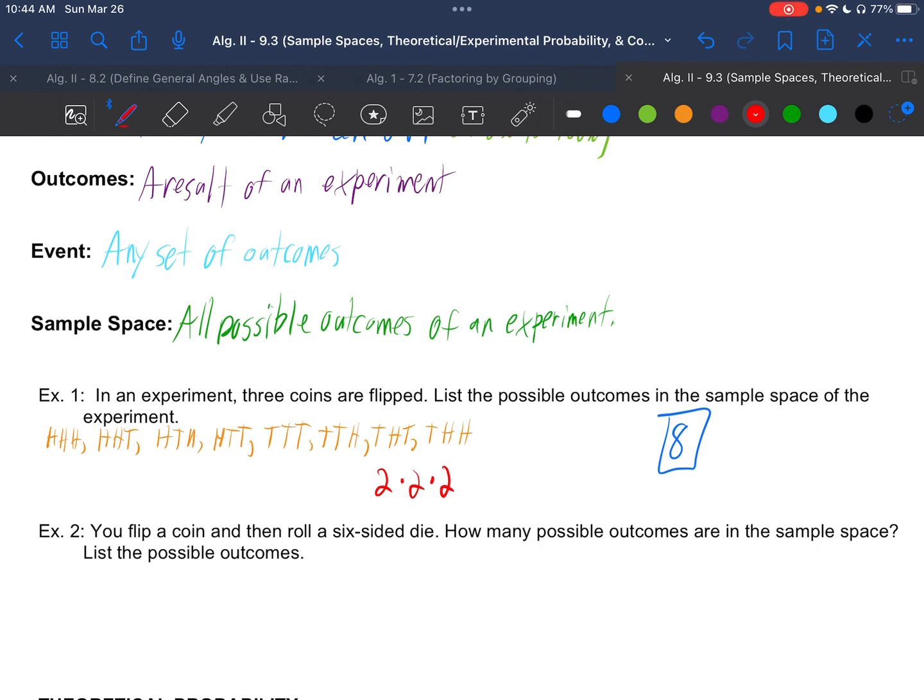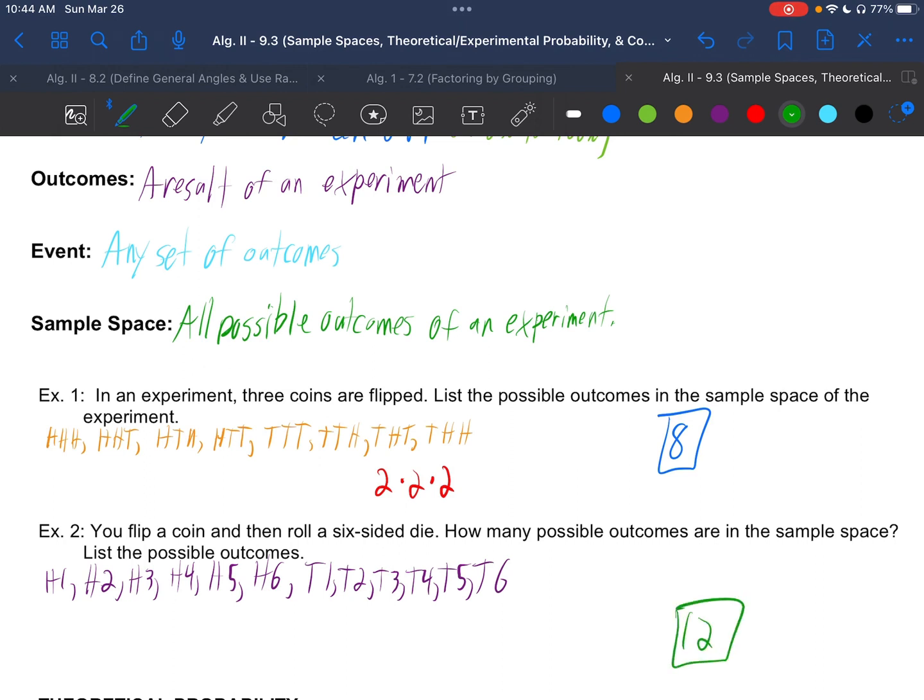Example 2: you flip a coin, then you roll a 6-sided die. How many possible outcomes are in this sample space? And list them. So flip a coin: you get heads and a 1, heads and a 2, heads and a 3, heads and a 4, heads and a 5, heads and a 6. You could also have tails with all of those same numbers. Giving us a total of 12 possible outcomes in our sample space.